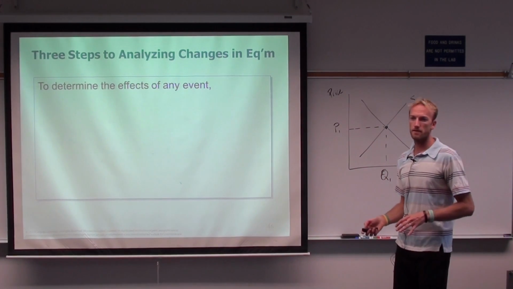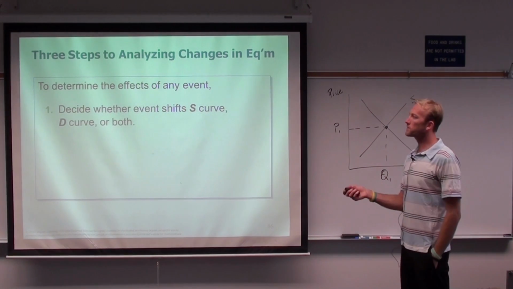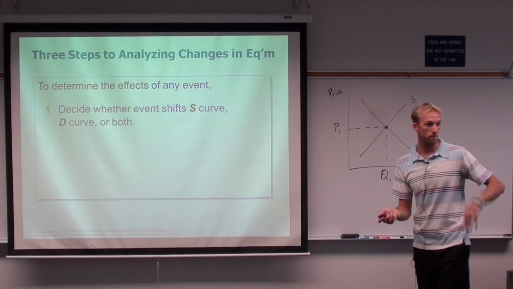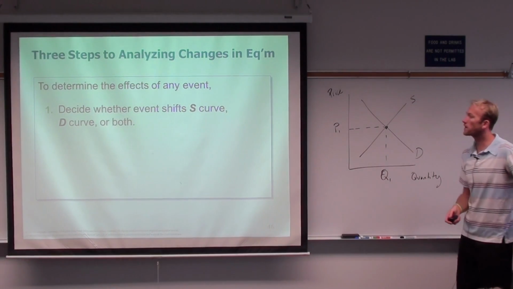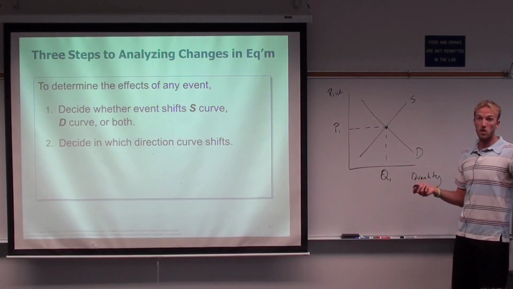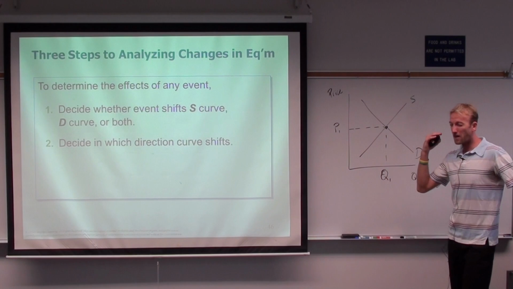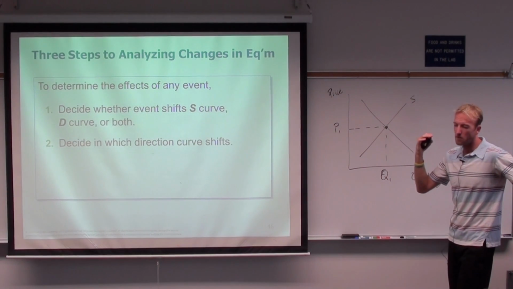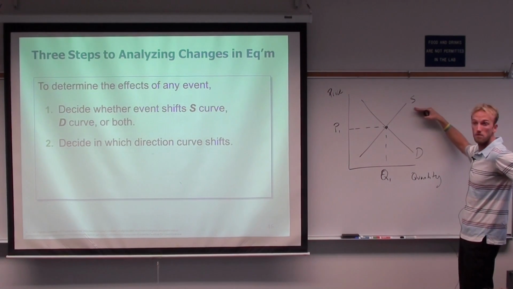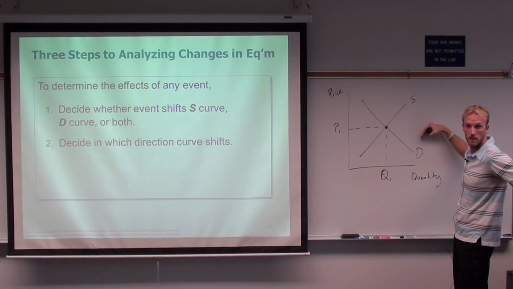And something happens. This is a real common economics problem I could give you. First thing, decide whether the event shifts the supply curve, the demand curve, or both. That's step 1. This is really important. Supply curve, demand curve, or both. Step 2, decide in which direction the curve shifts, left or right. Remember, we talked about that last class when, for example, an increase in the demand would make the demand curve shift out in this direction, and an increase in supply would make the supply curve shift out to the right in this direction.